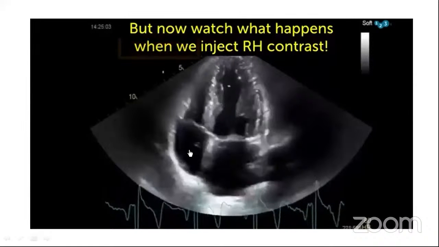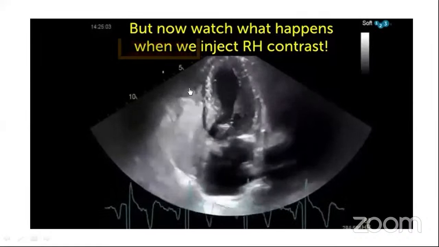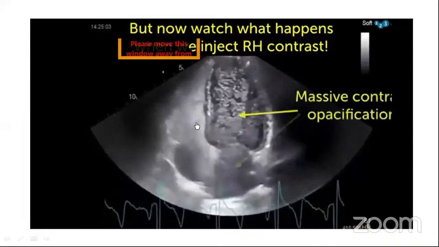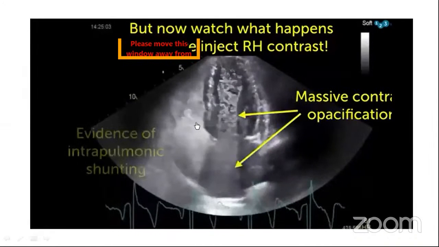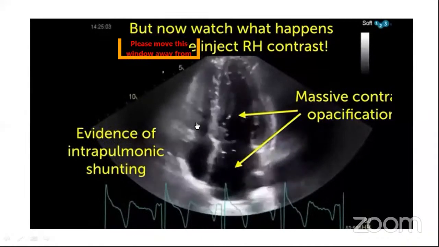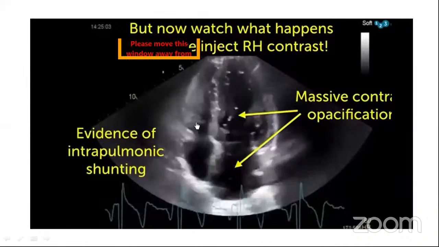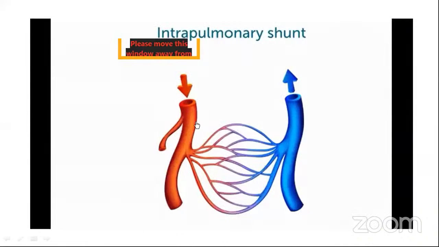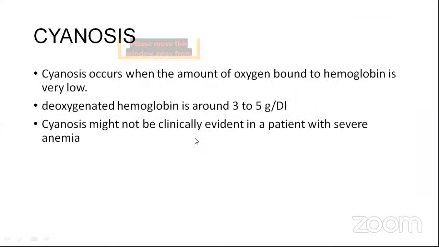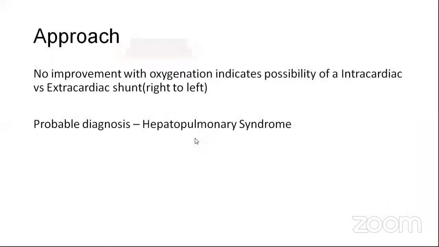So let's look at it carefully. Here immediately we are filling the right side of the heart with saline. And see, this is after about 3 cycles, the entire left side is getting filled. So this is the extrapulmonary shunting. This is occurring because of a pulmonary shunt. So this is what we call a bubble study.